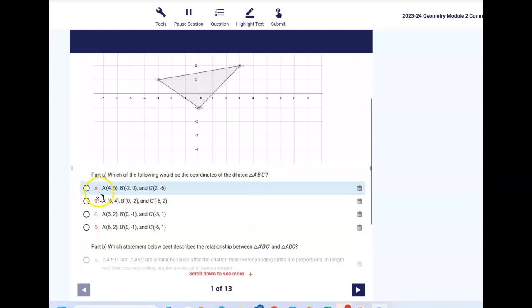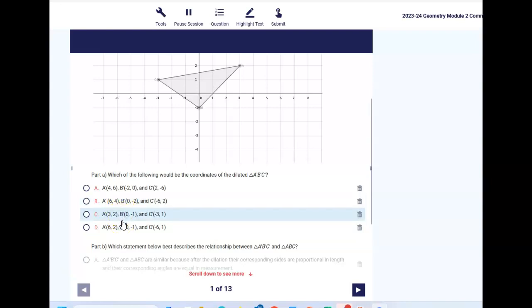Choice A would be A' 4, 6, B' -2, 0, and C' 2, -6. Option B, A' is 6, 4, B' is 0, -2, and C' is -6, 2.